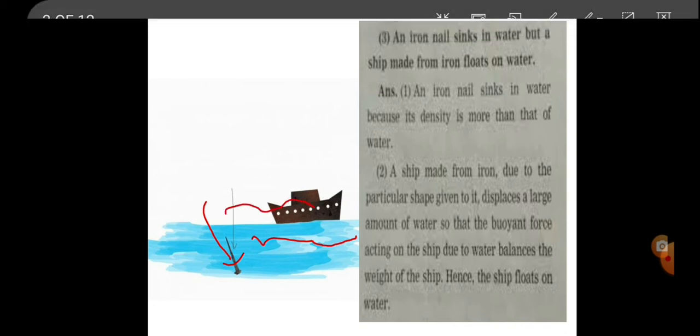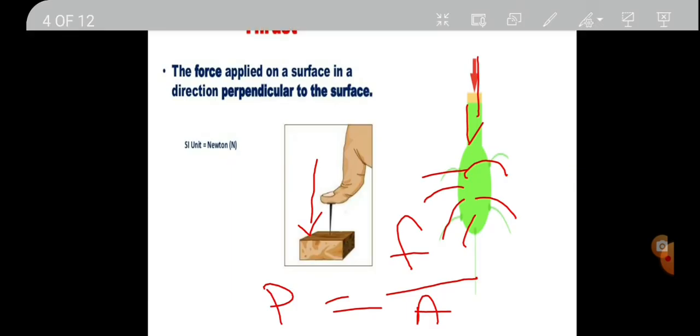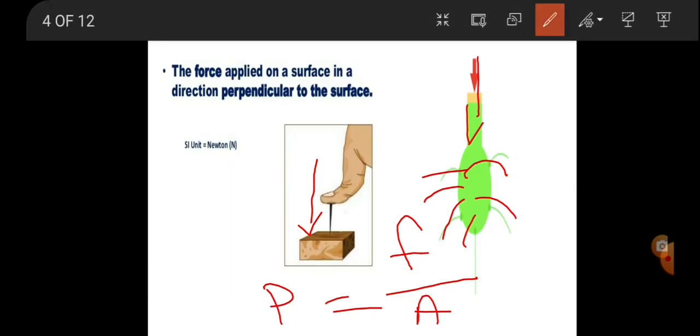Then, thrust. What is thrust? Thrust is a force applied to a surface in a direction perpendicular to the surface. Okay, so the force in the perpendicular direction to the surface is called thrust. Pushing a pin into a board by its head is difficult, but pushing it by the pointed end is easy.